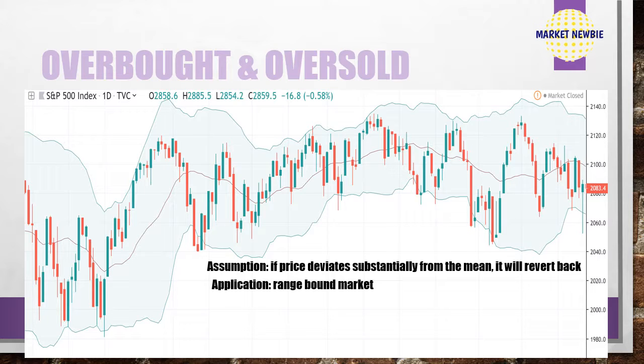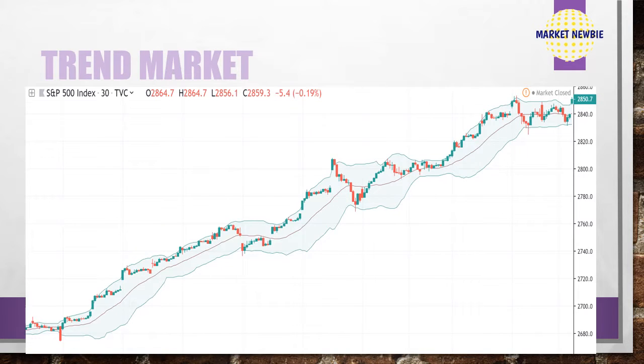We learned the wave principles in our past lessons, and if we use the wave terminology, we can say that this strategy will work in the corrective waves, like wave 2, wave 4, and wave B. However, if you try to apply this strategy in a trend market, you will find yourself always completely wrong.